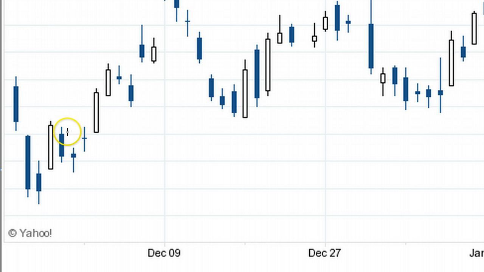Okay, so this is a doji, and this again is a doji. Basically, when the dojis are getting formed, you will look for what is happening in the next day, correct?